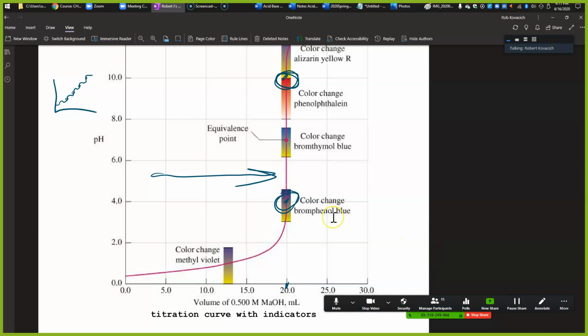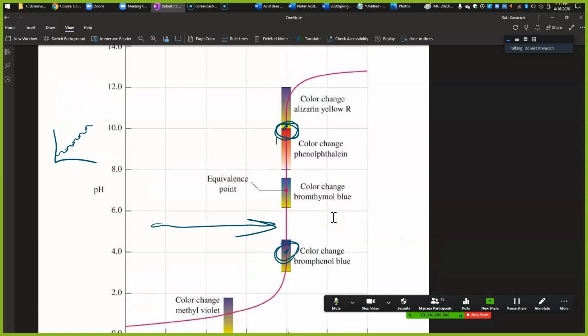These are different solutions that will change color based on pH. So if you're interested in checking the pH between 10 and 11, you can choose alizarin yellow R. If you want to check something close to 7, you can use phenolphthalein, or right on 7, you can use bromothymol blue, and it goes from being yellow to being blue. So there are different indicators that will give you different pH changes over a different range.